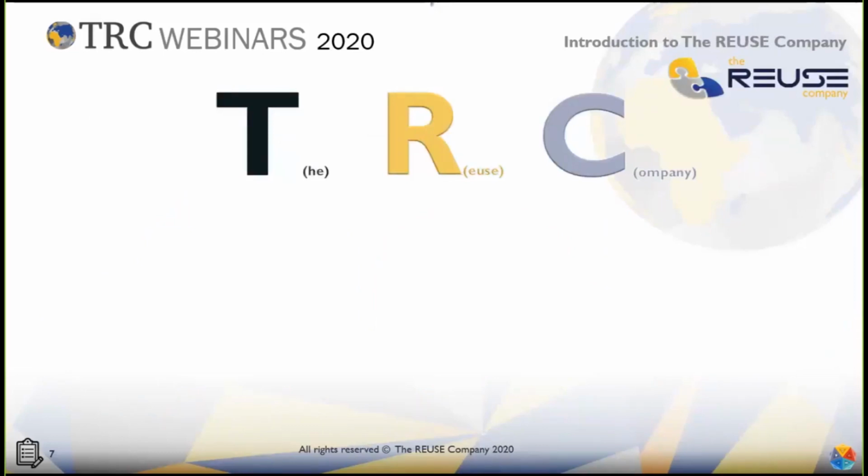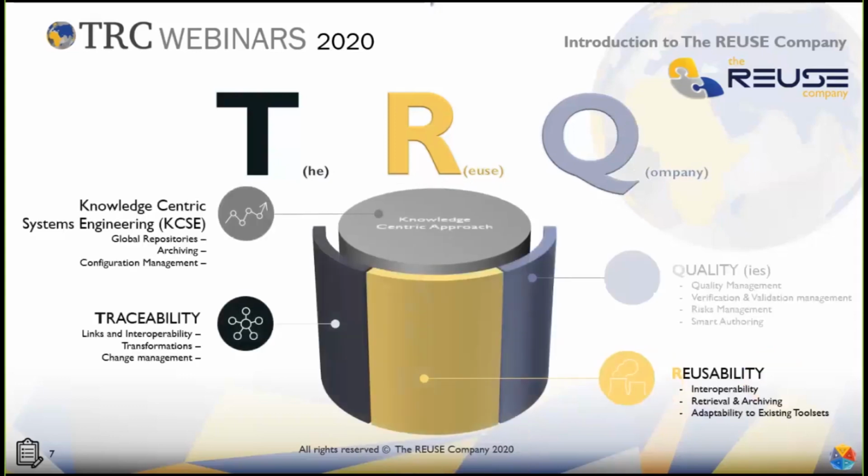The Reuse Company is also called TRC. We like to say that it's easy to remember if you think of T like in traceability, R like in reuse, and C or almost Q like in quality. You can also apply these concepts to other topics.